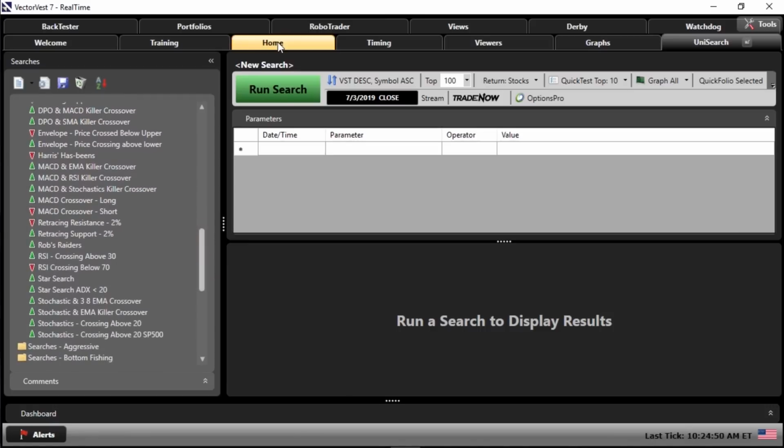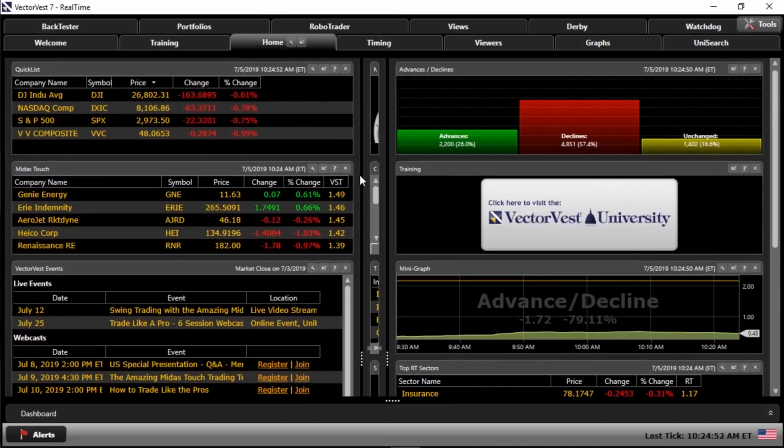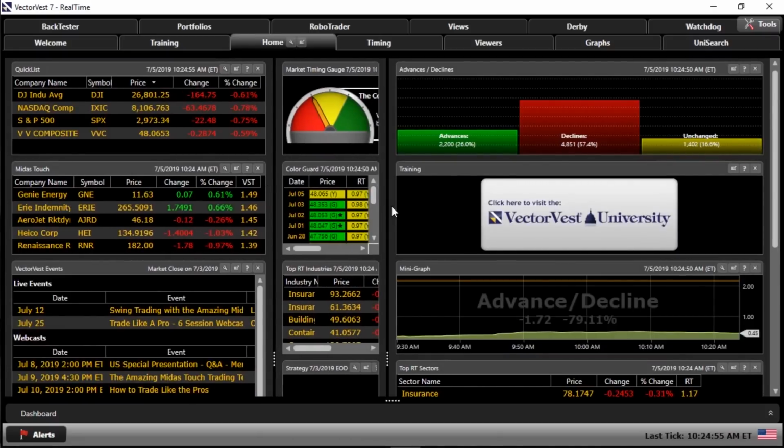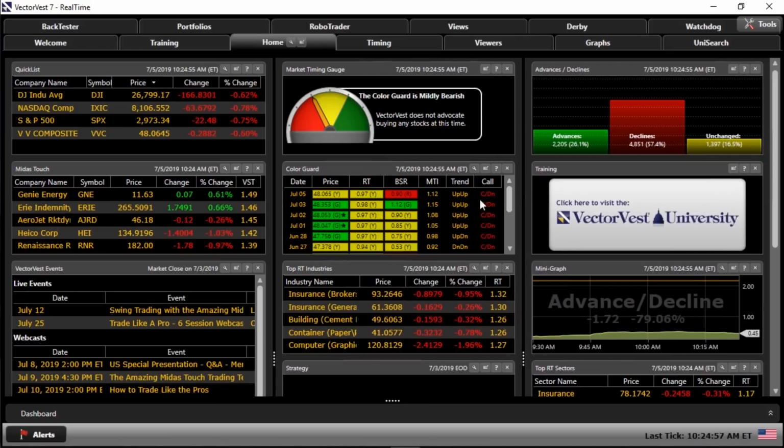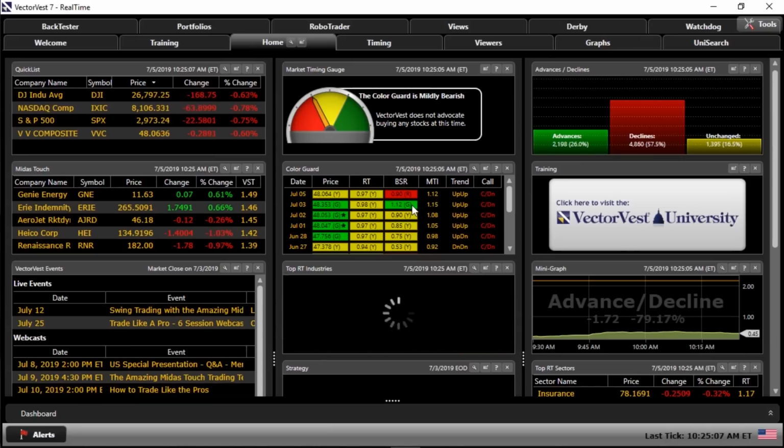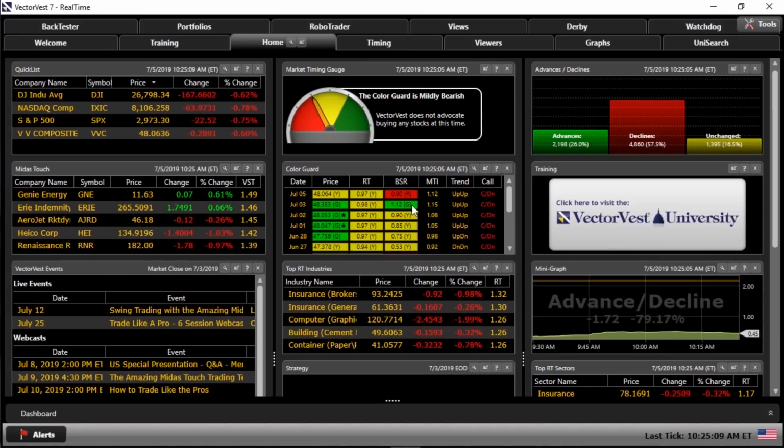So as of the close of Wednesday, let me go to the home page. As of the close of Wednesday, we had 2 green lights in the color guard, one in the price column, one in the buy to sell ratio column. So as of Wednesday's close, our market bias was bullish.